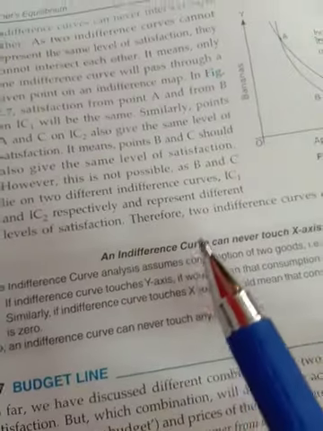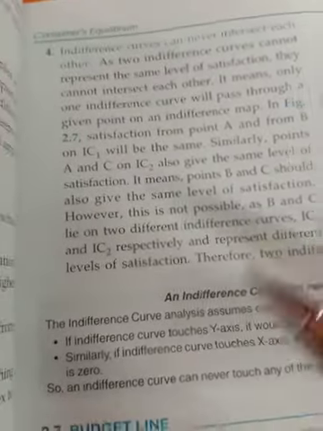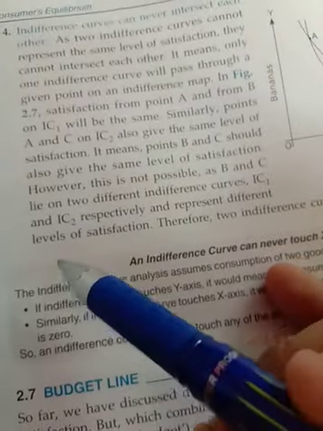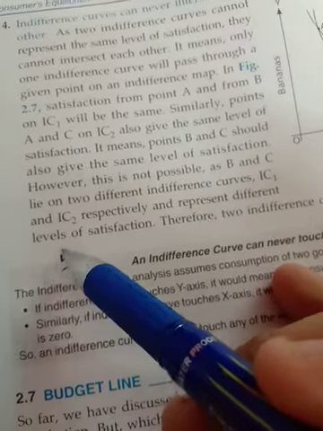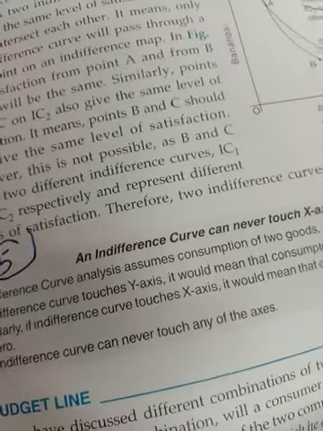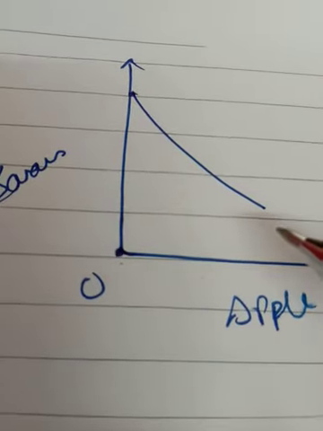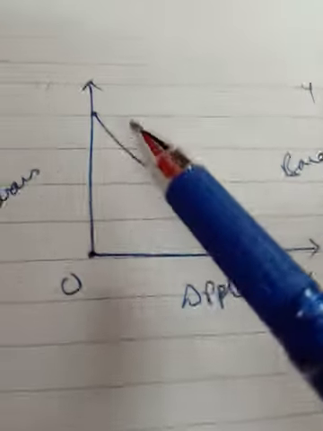Now, the next thing is, an indifference curve can never touch the x or y axis. This is the next property. I don't know why they are making it a different heading. So this is the fifth point, that an indifference curve can never touch the x or y axis. So in this way you have to make the diagram. If you are following the fifth point that is given in your book, an indifference curve never touches the x or y axis, you have to make the diagram in this way.